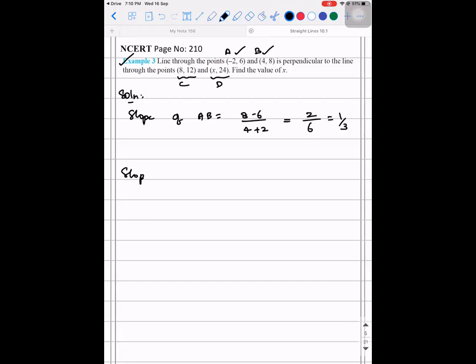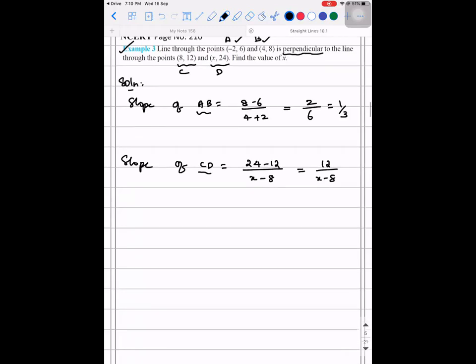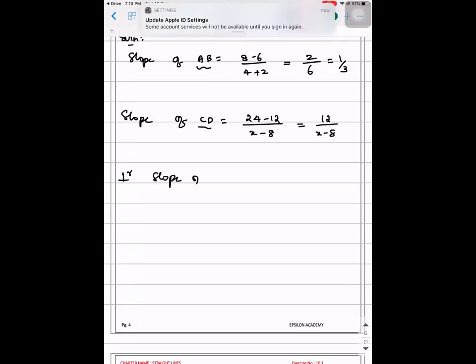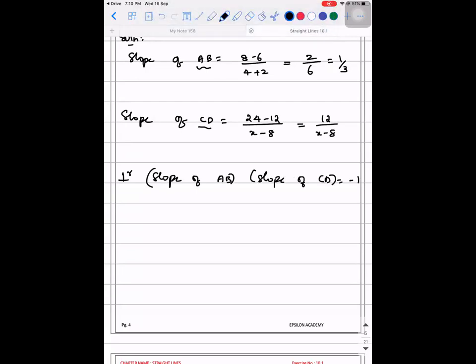Similarly, what is the slope of CD? 24 minus 12 divided by x minus 8, that will be 12 divided by x minus 8. So what is the relation between AB and CD? They are perpendicular, no? So since perpendicular, slope of AB into slope of CD will be minus 1. So 1 by 3 into 12 divided by x minus 8 is equal to minus 1. This will cancel 4 times. So 4 is equal to minus x plus 8, which implies x is equal to 4.